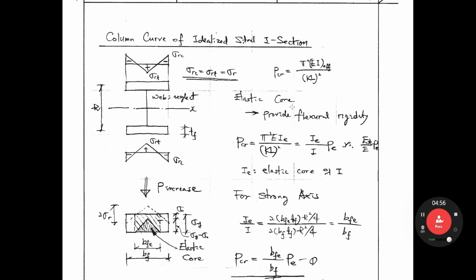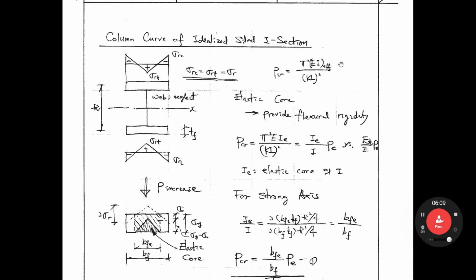Now we are considering an inelastic column. The PCR of an elastic column is just the Euler buckling load, right? Pi square EI over KL square. It is an elastic column. But here, as you see, EI effective. Effective means that in the inelastic column, only the elastic core works. The inelastic portion of the section cannot sustain any more load. So this elastic core provides flexural rigidity against buckling.